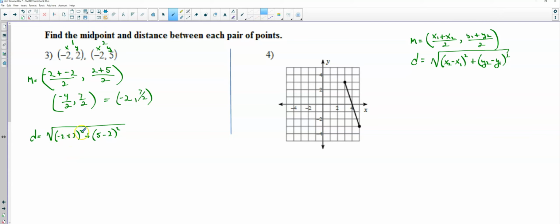Well, -2 plus 2, that's 0, and 0 squared is just 0, so this practically cancels out. And then it leaves me with 5 minus 2, which is 3 squared. Well, 3 squared is 9, and the square root of 9 is just 3, because that's a perfect square. So the distance would be 3. Okay, so here is my midpoint, and here is my distance. I do that so that the teacher knows that those are my answers for midpoint and distance.